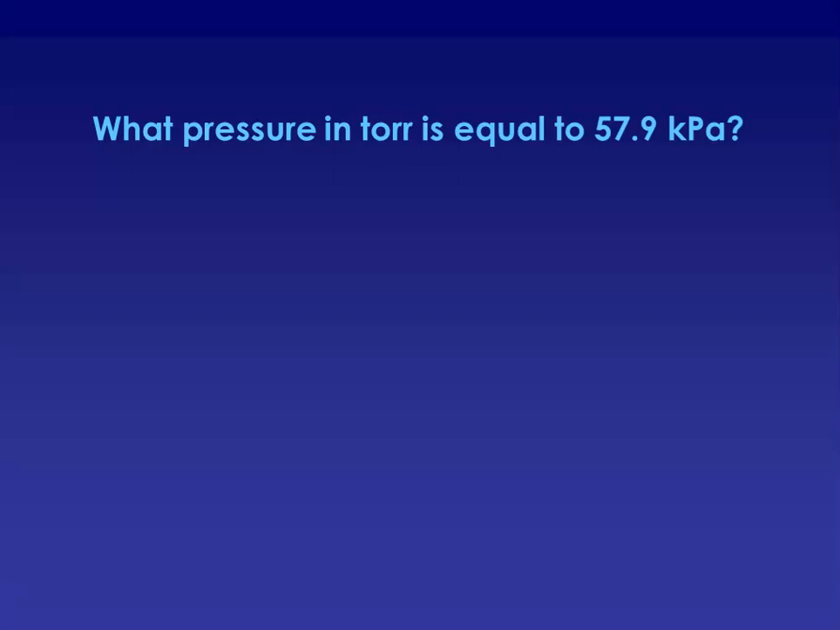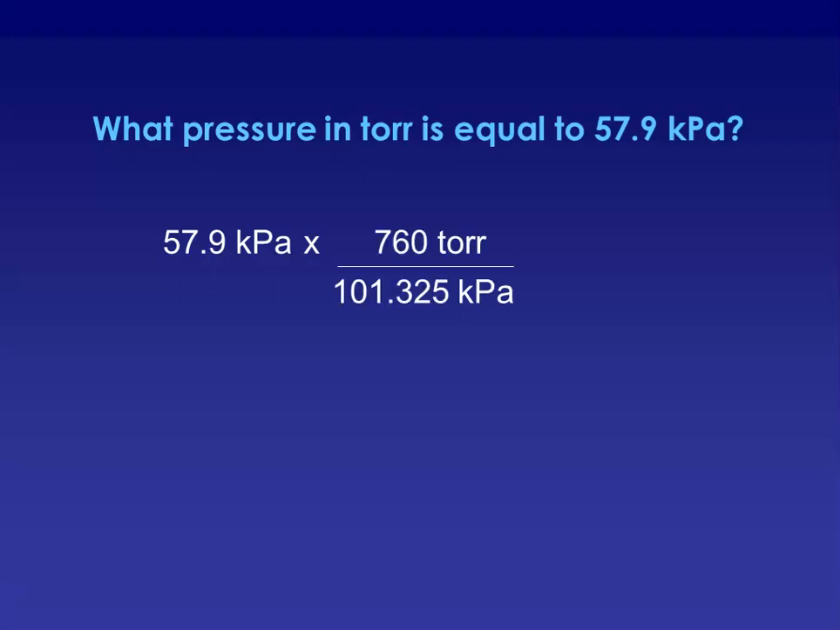Here you have what pressure in torr is equal to this 57.9 kPa. So if that's what we have to begin with, and we know that 1 atmosphere is equal to 101.325 kPa, and that 1 atmosphere is equal to 760 torr, then when we set up our conversion, we can set those two quantities equal to one another. And when we go through and do the math, the 760 is a defined quantity. It will not affect your sig figs. So we're going to have 3 sig figs in our answer, 434 torr.